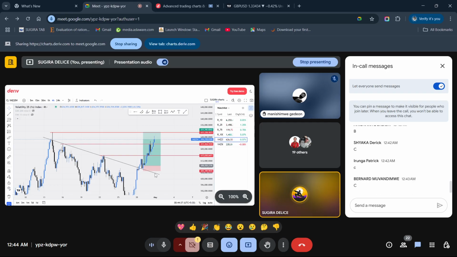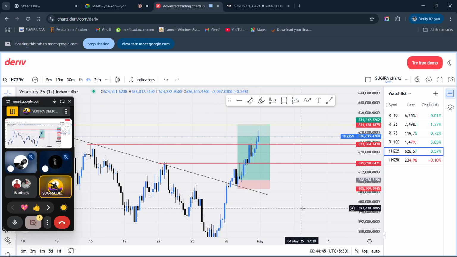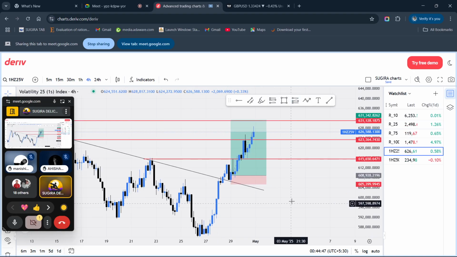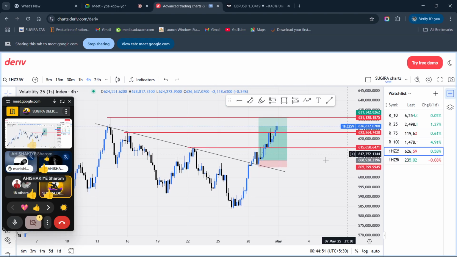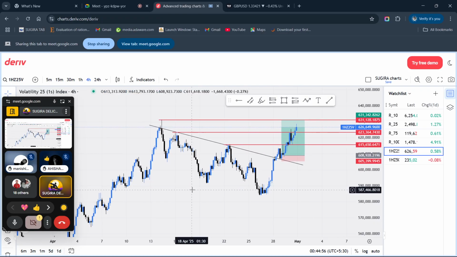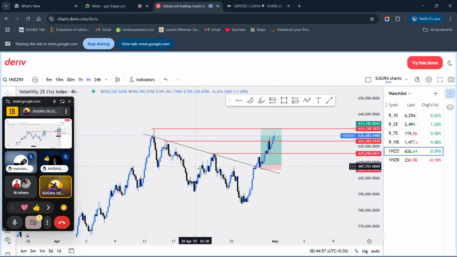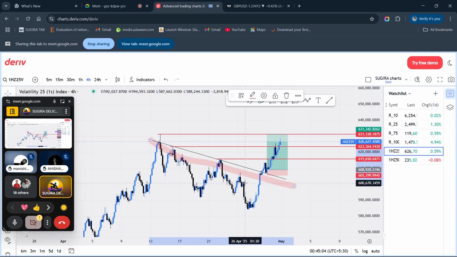How do we analyze the market? You get me? So now, see from my charts, from what we have been talking about, you can see what we came to talk about. You can see this black line I just drew from here. This black line, you can see it, right?